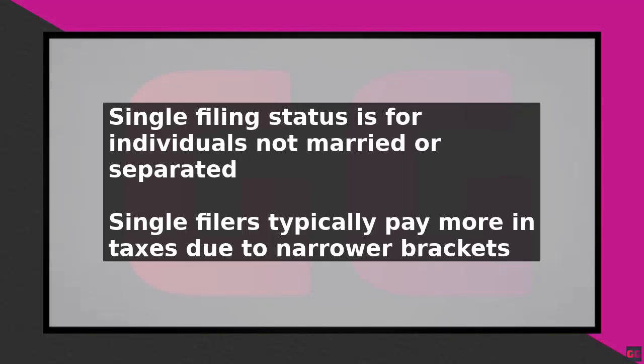When it comes to filing taxes, two common filing statuses are single and head of household, each with its own set of rules and benefits. Understanding the differences between these two statuses is crucial to ensure you are taking advantage of the best tax benefits available to you. First, let's start with the single filing status.